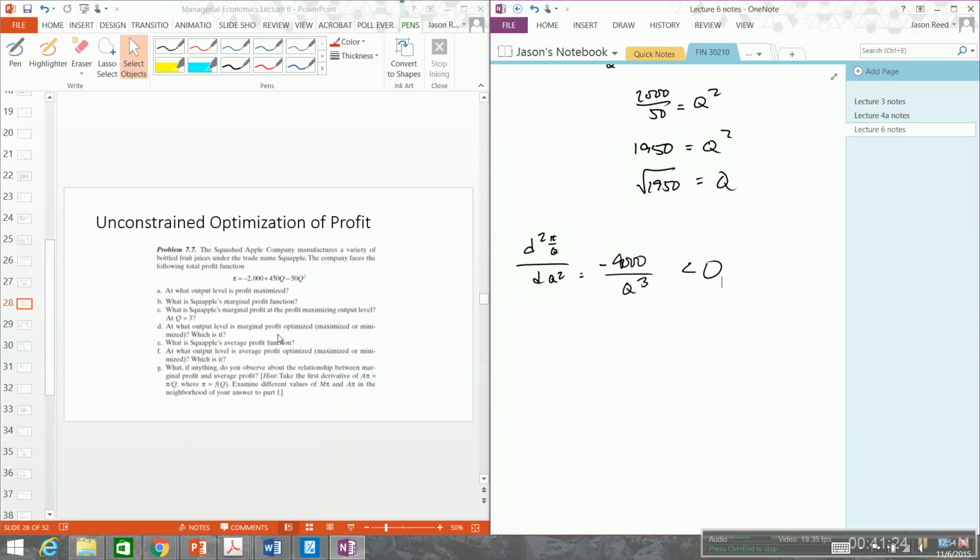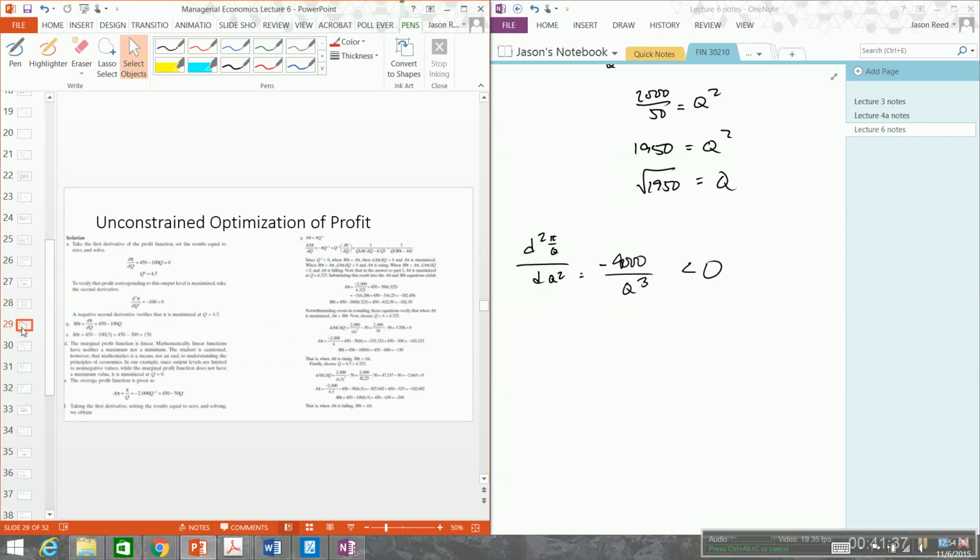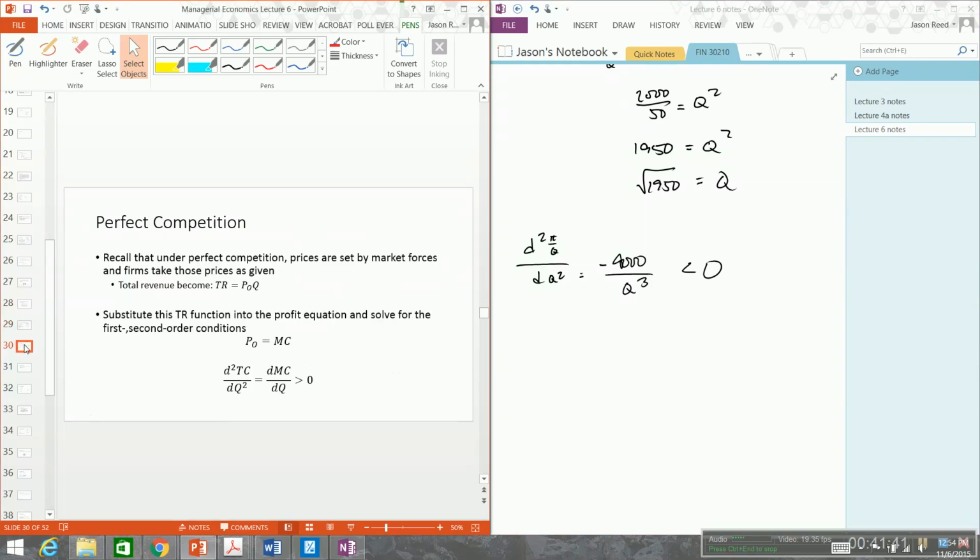Good. And so we didn't essentially finish part G. And this is something that I wanted you to do on your own. And this was looking at the relationship between marginal profit and average profit. And so I want you to perform this exercise. Again, I think it's a good one.